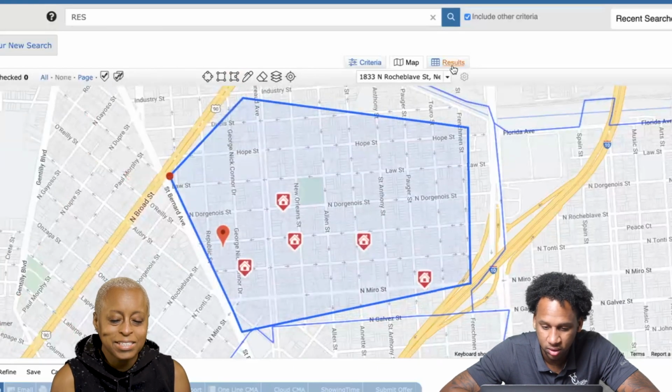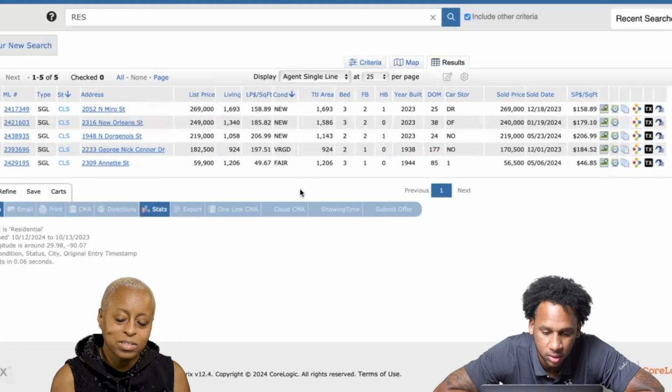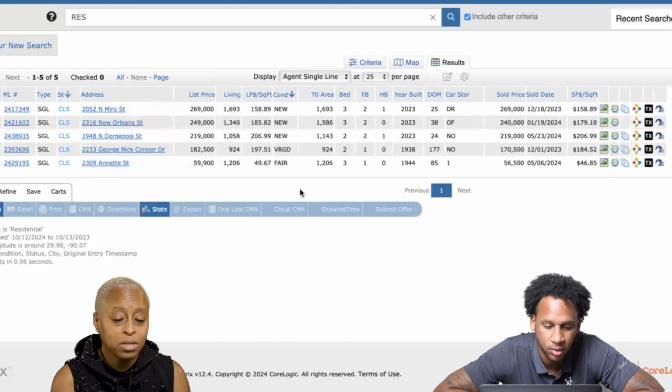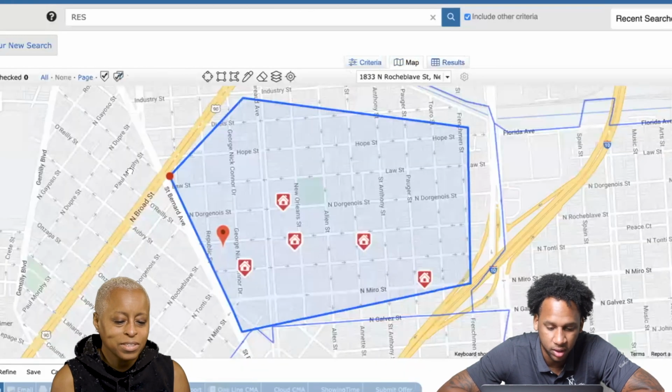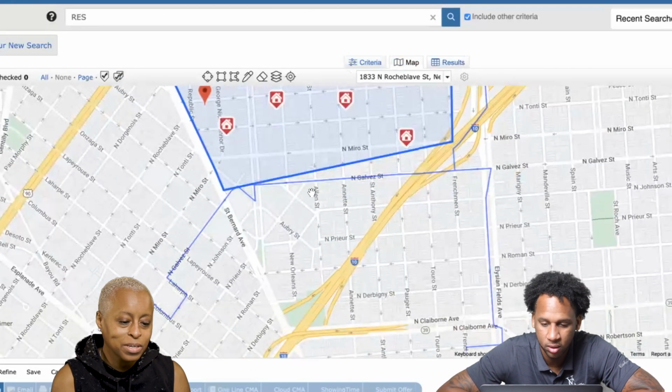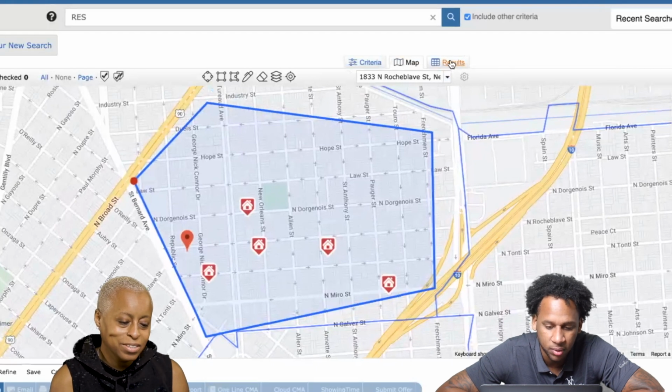I can almost guess how she got the 260 though. Obviously they crossed over Saint Bernard into the other neighborhood, in between Saint Bernard and North Dorgenois, going closer to, is that Esplanade? Yeah, going that way towards Esplanade. Totally different neighborhood, you agree? Yeah, definitely, totally different.